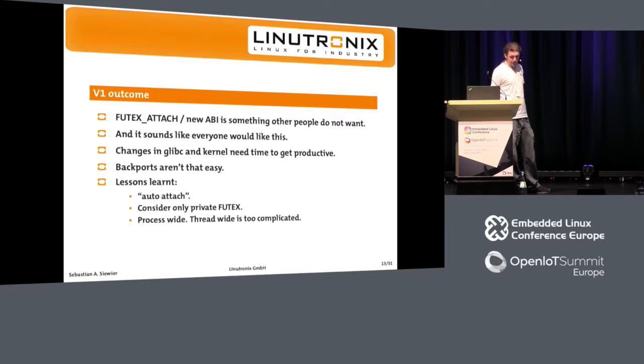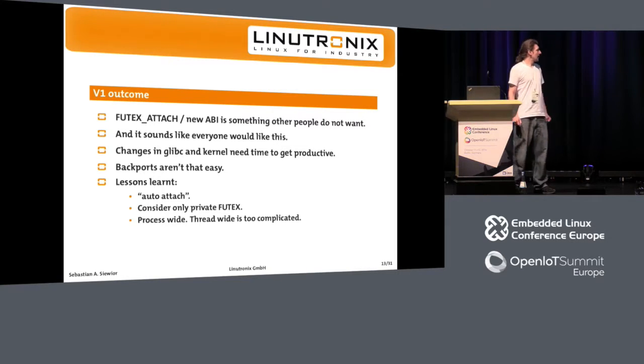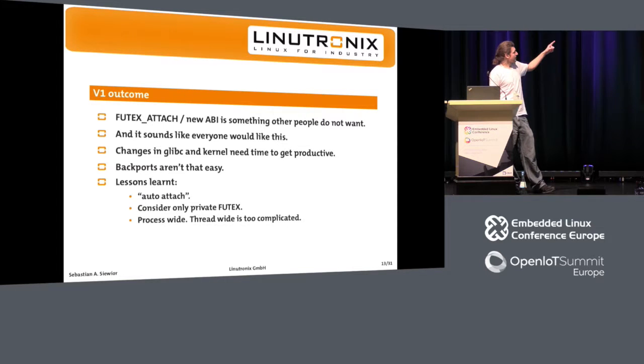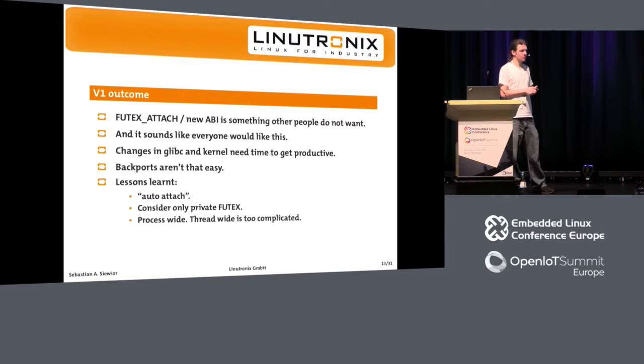So what we learned is that what is expected from us is what we did in the past: things work out of the box automatically. Back then, with the attach, we considered the shared futex, which was shared among all processes, and the private part. It came down, in talks with people, to the shared futexes not being an issue at all because they are slow in the first place, so there's no need to optimize them further. So we tried to stick only with the private futex, which is used within the process and shared among threads. And the part where we have to attach them in each thread was also considered not very user-friendly, so we dropped that part as well.